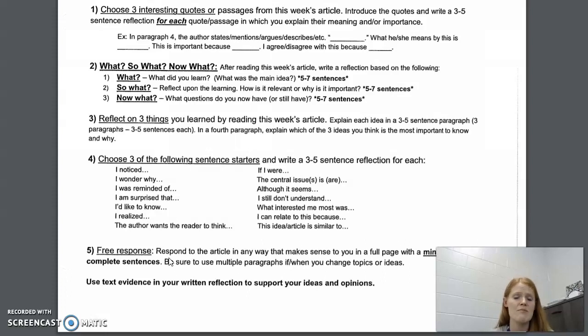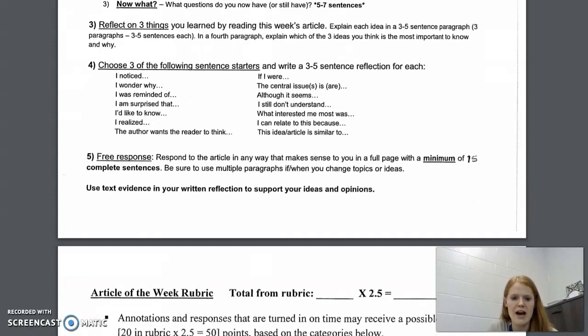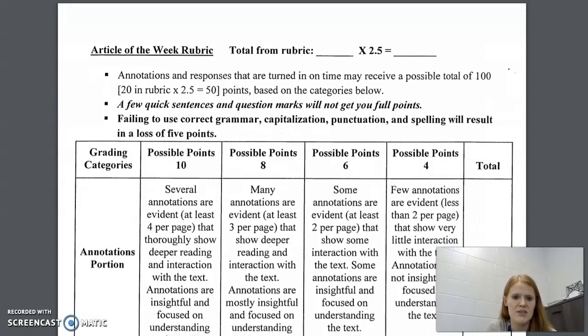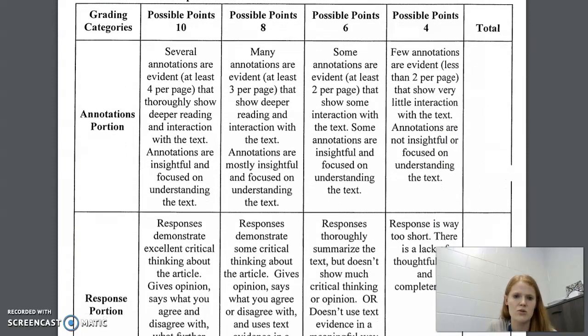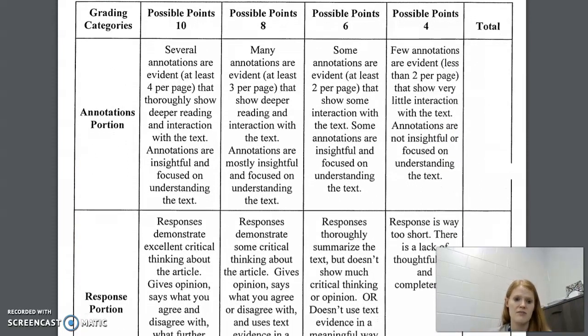What I am going to do is upload an example paper, an example response from last year that got full credit, to give you guys an idea of what I'm looking for in the reflections. So here's the rubric for how you are being graded, okay? And this is 50 points every week. Your annotations are 25 points, and then your reflection is 25 points.